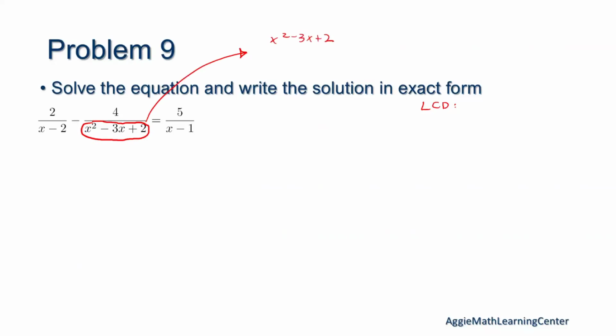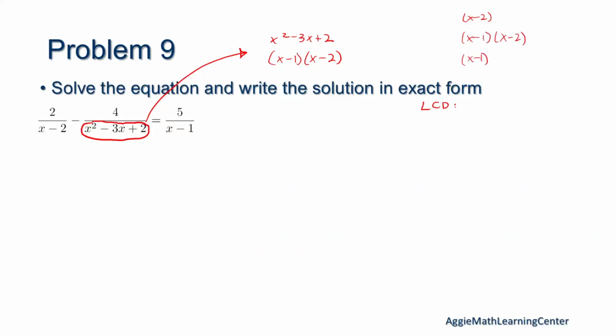What adds to be negative 3 but multiplies to be positive 2? x minus 1 and x minus 2, right? Okay, so our factor from our first fraction is x minus 2. From our second fraction, the factors we just factored are x minus 1 and x minus 2. From our third fraction, our factor is x minus 1.